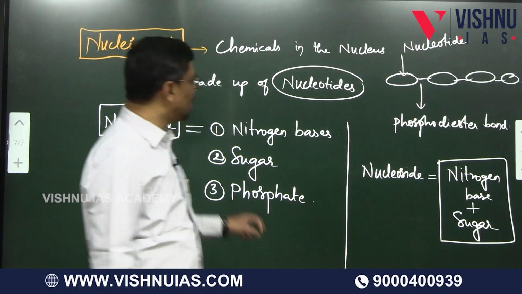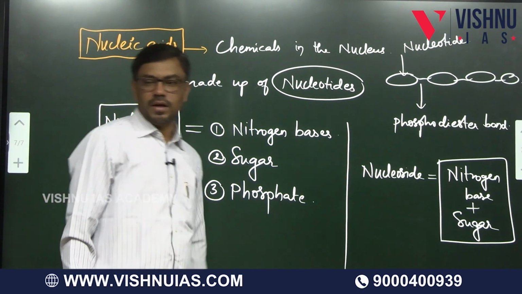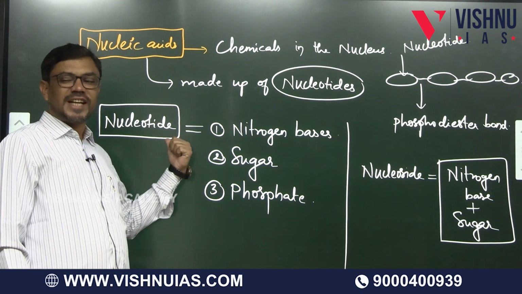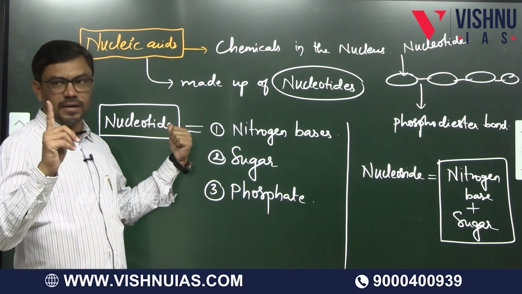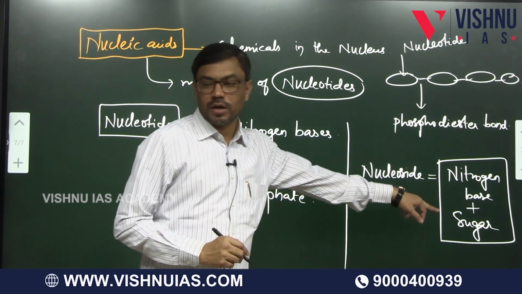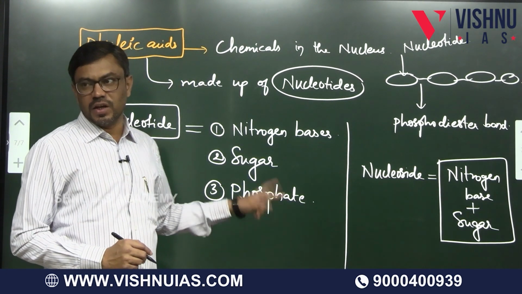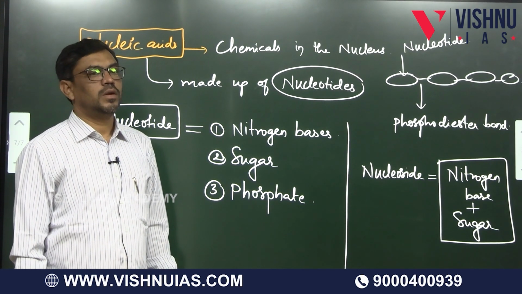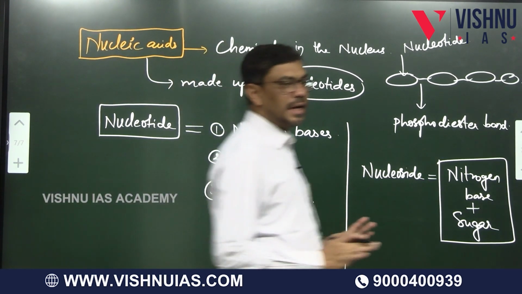Excluding the phosphate, it is called nucleoside. Nitrogen base, sugar and phosphate is called nucleotide, only one letter difference. But nucleoside is nitrogen base plus sugar, excluding the phosphate. Are you getting it? Don't confuse here, slowly understand.